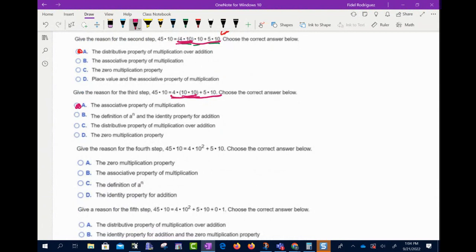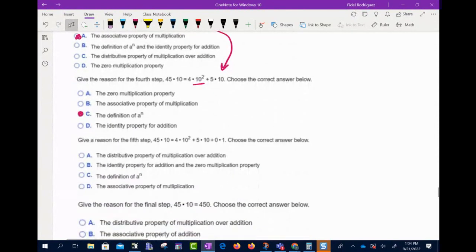Now, I'm going to go from this step here to this step here. Notice what they did. They said 10 times 10 is the same thing as 10 squared. Hey, that's what we call raising a number to a power, right? If I have 10 times 10, I'm multiplying the number 10 twice, okay?